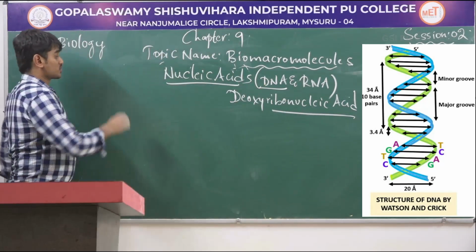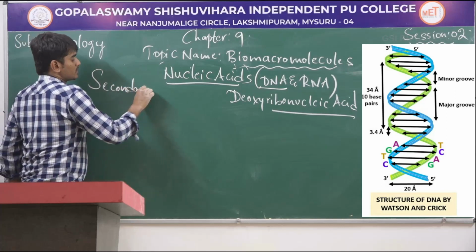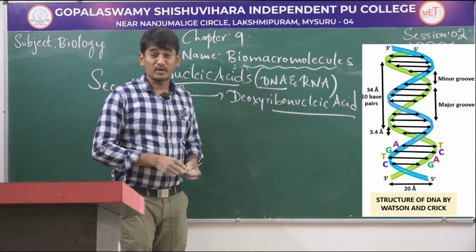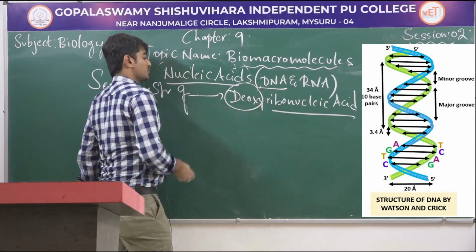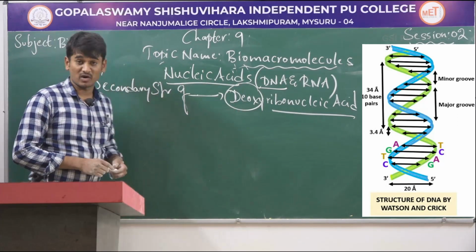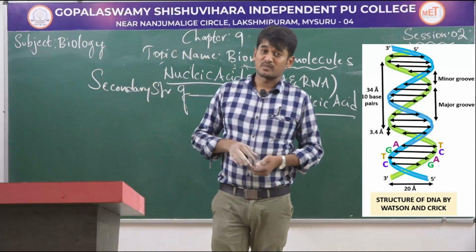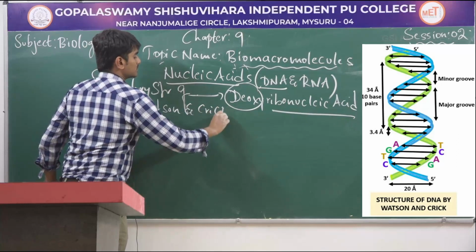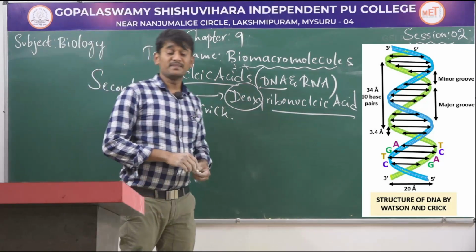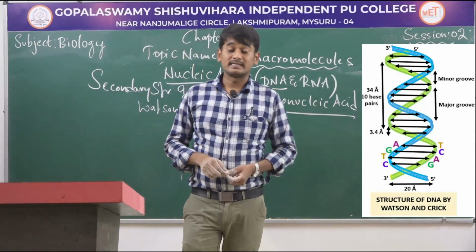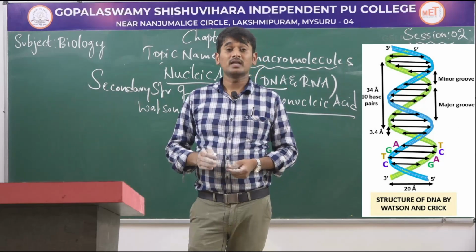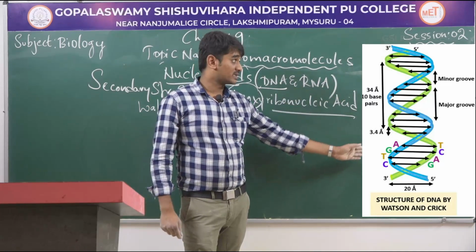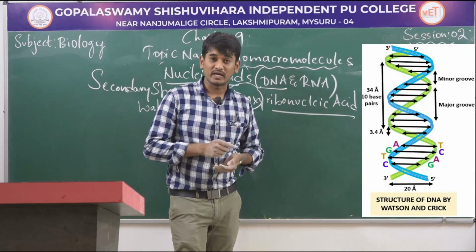Let's discuss the secondary structure of DNA. Deoxyribonucleic acid. Why is it called deoxyribonucleic acid? Because of the absence of one oxygen atom in the sugar of the DNA molecule. That's why it's called deoxyribonucleic acid. The secondary structure of DNA was proposed by Watson and Crick. There are different types of DNA, A, B, C, D, E, and the DNA contains two polynucleotide chains that run anti-parallel to each other. On the right side, we can observe two strands. One runs 5 prime to 3 prime, another runs 3 prime to 5 prime. Both run anti-parallel to each other.